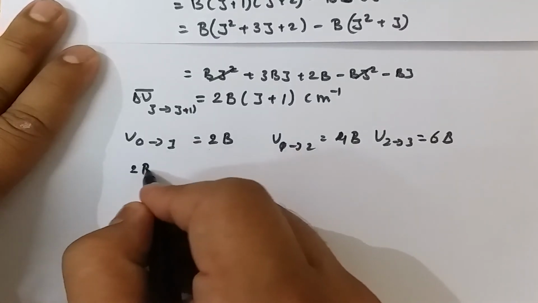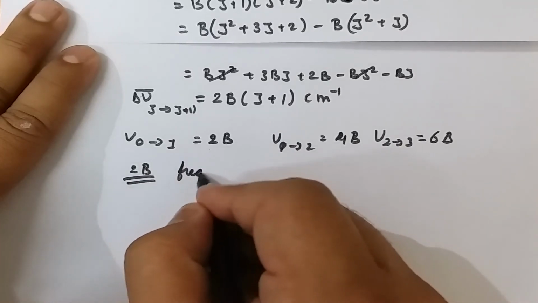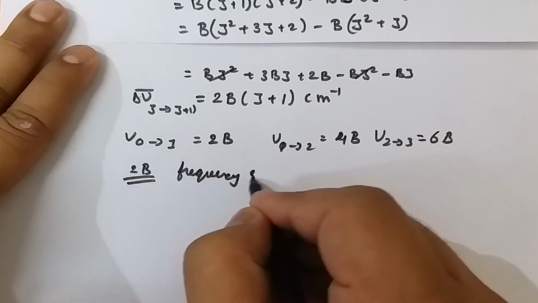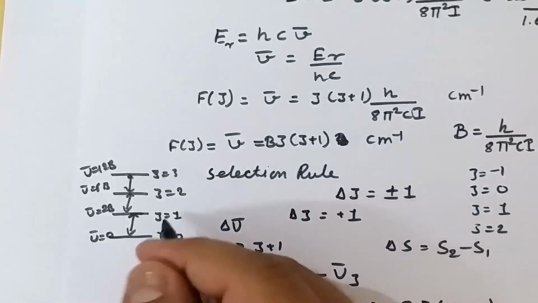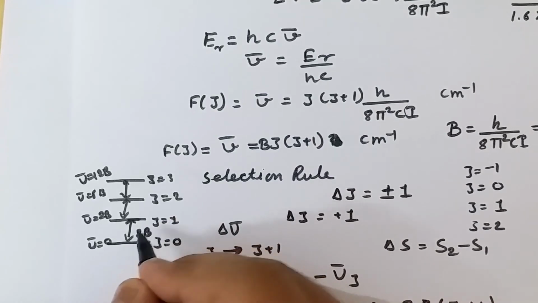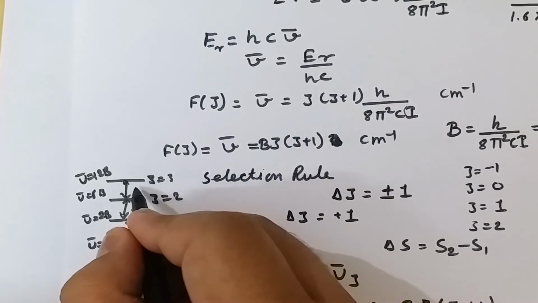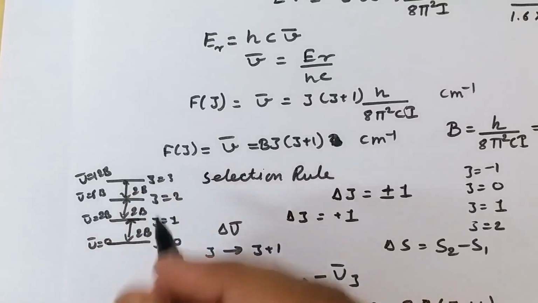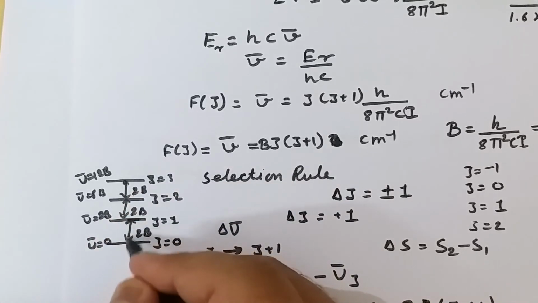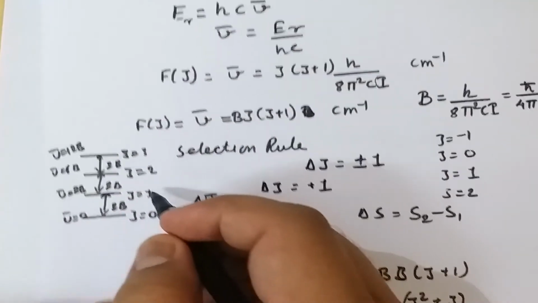This difference 2B is known as frequency separation. When you look at this particular graph, from J equal to 0 to 1, the separation is 2B. Then from 1 to 2, the separation is 2B. From 2 to 3, the separation is 2B and so on. So there is an equal spacing between all the spectral lines in the case of rotational spectra.